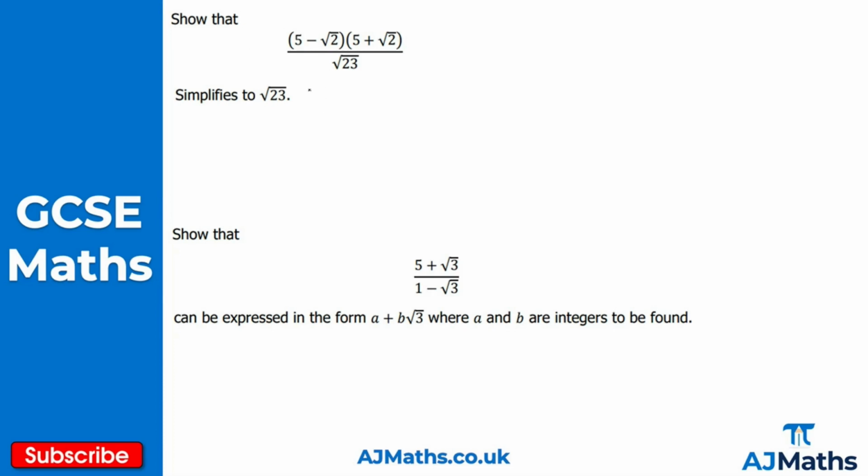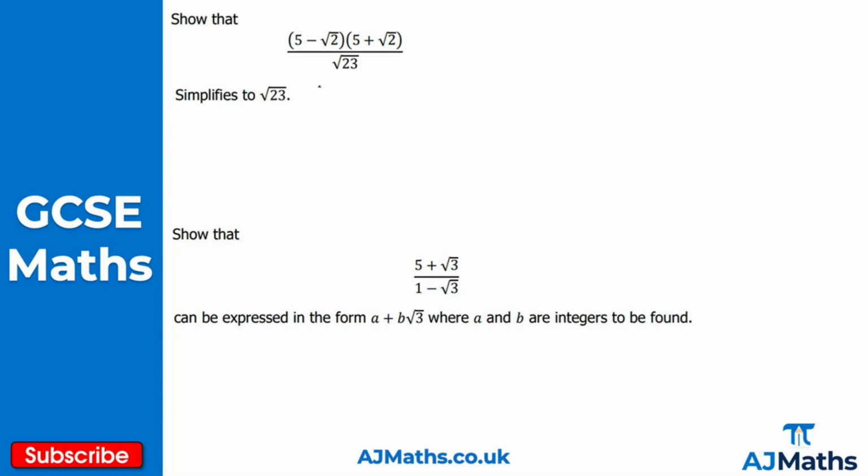So for this first one here, I want to rationalize this. Now it doesn't explicitly say rationalize. It just says show that this expression here, or this fraction, simplifies to root 23. So the big clue that we need to rationalize here is that we've got a surd in the denominator. And what we want to show is that it just simplifies to root 23. So at some point here, we do need to rationalize.